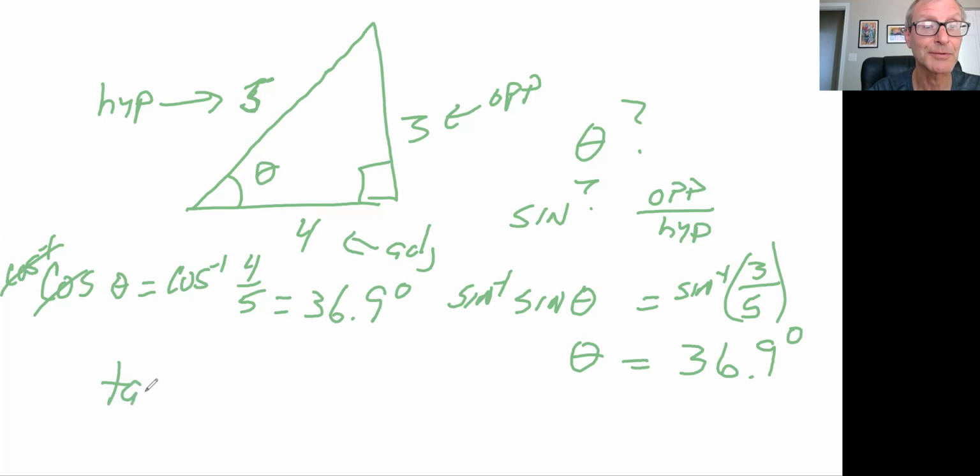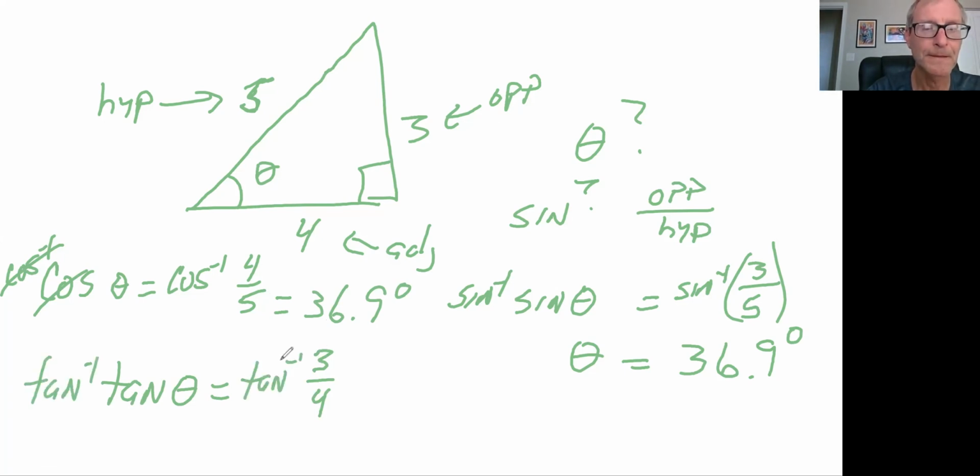And the same thing with tangent. Say you wanted to use tangent. Tangent in this case is opposite over adjacent, so that would be 3 over 4. Then if you take tan inverse of both sides, those would cancel, and theta equals, so what would that be, 0.75 arctan. And again, you get the exact same answer, 36.9 degrees.